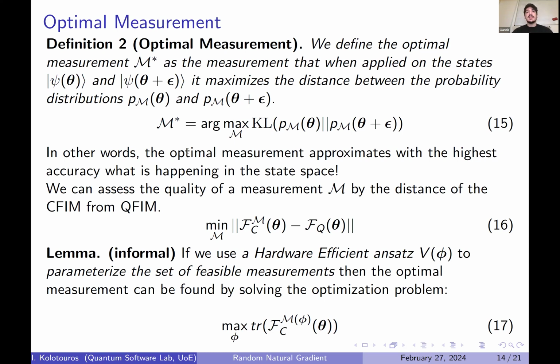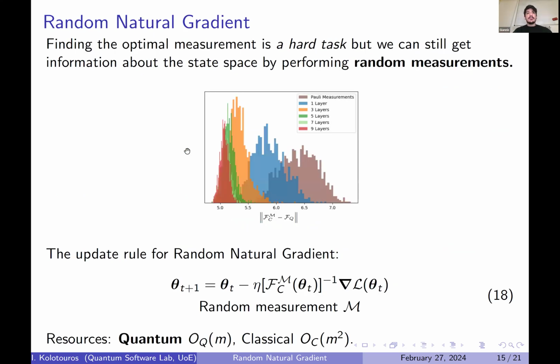This problem is non-convex and it's very hard to solve. So it's not a good strategy in an optimization problem to go and find the optimal measurement and then use this measurement to update your parameters with a natural gradient. You have to be more clever, because solving equation 17 is really hard and requires a lot of quantum resources.